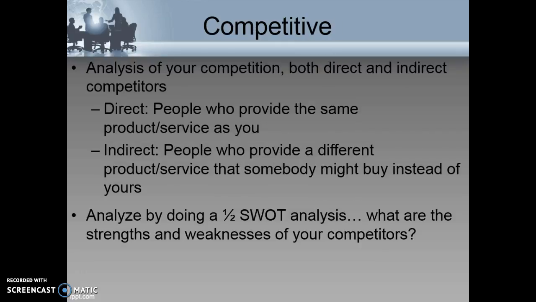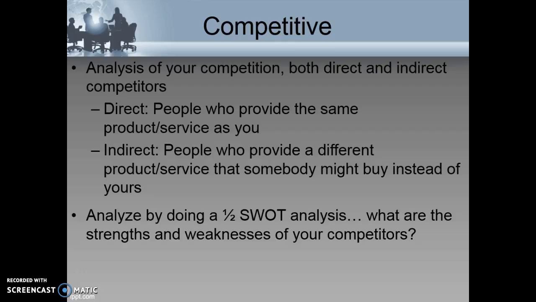And as I said before, the PEST analysis can be combined with a competitive analysis called PEST-C. So if we're going to do a PEST-C analysis, the competitive portion is where we're actually going to analyze all the competition, both indirect and direct, of our particular product or service. Direct competitors are people who provide the same product and service as you. So for example, a direct competitor of McDonald's would be Burger King. They both provide the exact same product to their customers, potential customers.